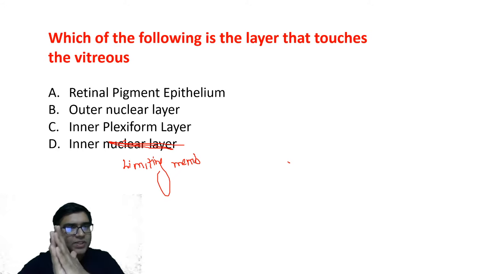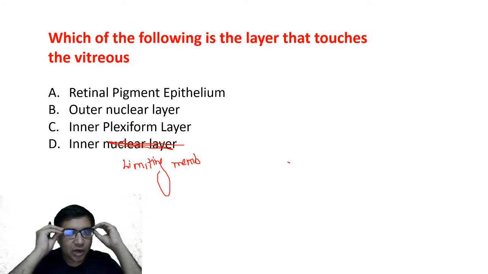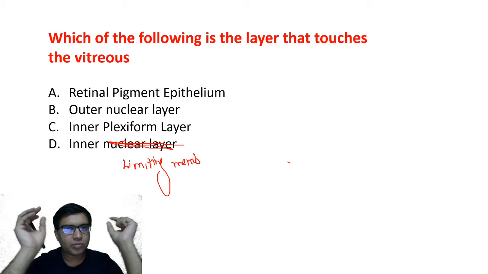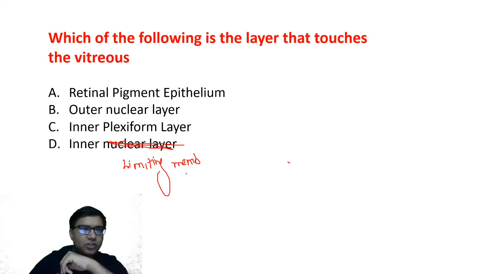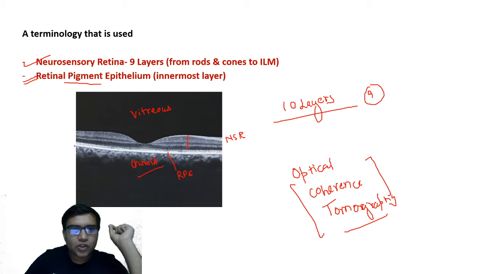Okay, so your options are retinal pigment epithelium, outer nuclear layer, inner plexiform layer, or inner limiting membrane. Very good, Dr. Surendra. The answer is inner limiting membrane. I told you that the 9 layers are called neurosensory retina. Out of this, the topmost layer is the inner limiting membrane. And this is the retinal pigment epithelium.